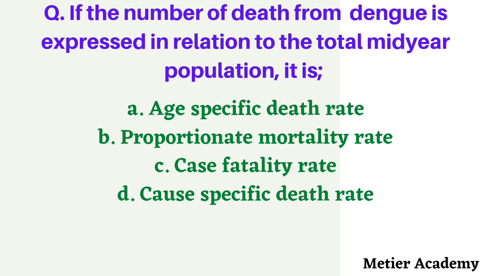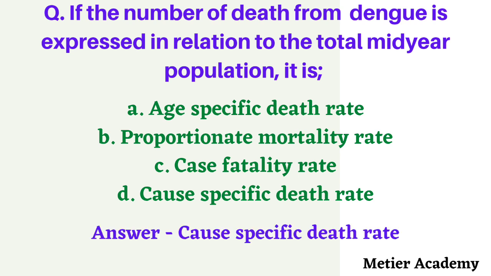The next one is, if the number of deaths from dengue is expressed in relation to the total mid-year population, it is. Options are age specific death rate, proportionate mortality rate, case fatality rate, cause specific death rate. It is a direct question and here the correct answer is option D, cause specific death rate.